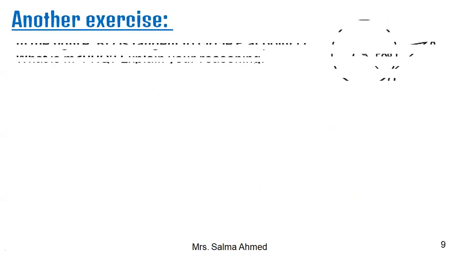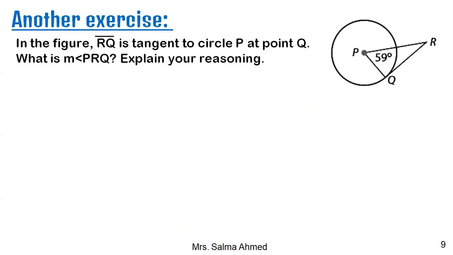Another example. In the figure, RQ line segment is tangent to circle P at point Q. What is measure of PRQ? Explain your reasoning. So here I have this circle, and I have a tangent, which is RQ, and this is a radius PQ. So I think that this will be 90 degrees, and I have measure of angle P, which is 59 degrees. I need to find measure of angle R, this one.